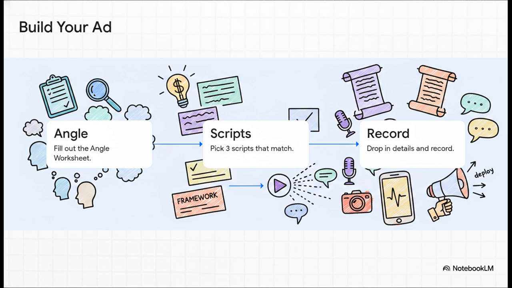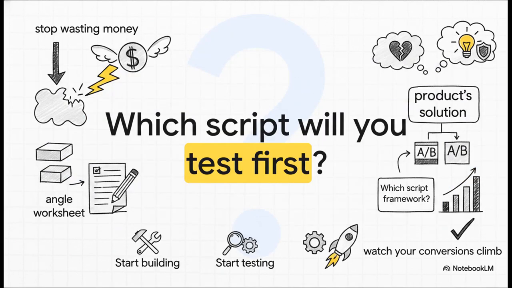Okay, let's pull all of this together into a high-speed assembly line. Step 1, fill out that angle worksheet. Step 2, pick 3 script frameworks that best match the angle you just mapped out. Step 3, drop your specific details into the brackets, test a few different hooks, and hit record. By following this exact chronological process, you immediately have 3 highly structured professional ads ready to deploy and test. It is absolutely time to stop wasting your money and your energy on formless content that just doesn't convert. The exact architecture you need is right here.